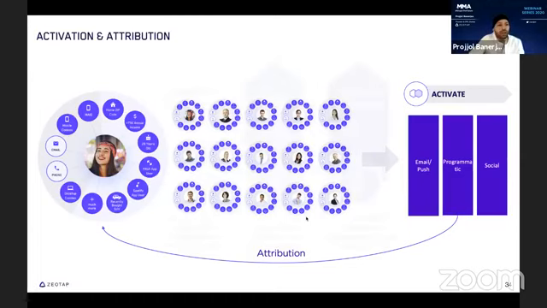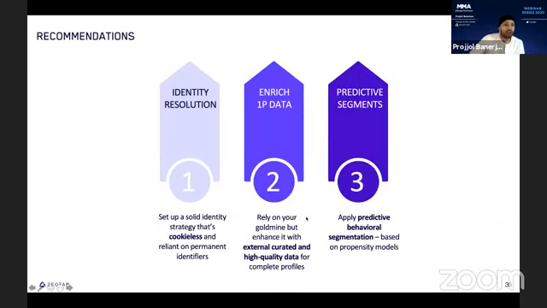So if I can leave you with 3 thoughts or recommendations. The first is to set up an identity strategy, of course, that's cookieless and that relies on permanent or semi-permanent IDs that are not linked to underlying cookies or underlying device IDs. And that's important in order to future-proof your marketing strategy and your marketing technology deployments over the course of the next 3 to 5 years.